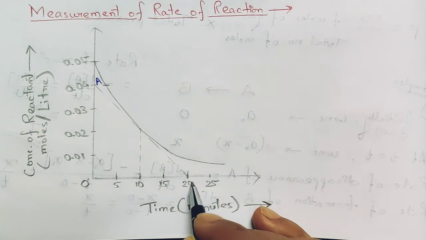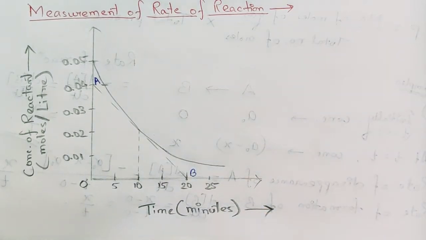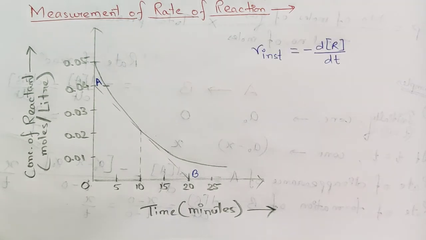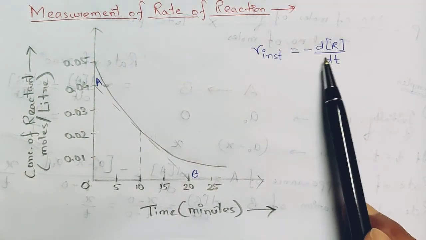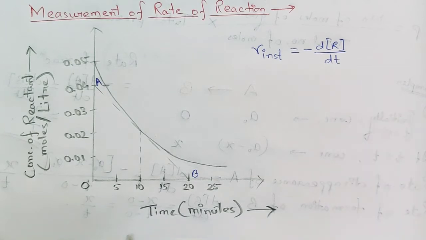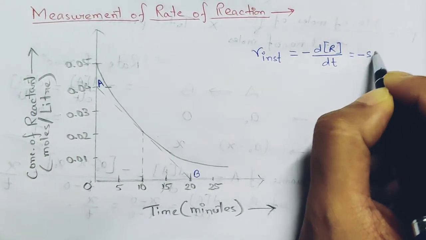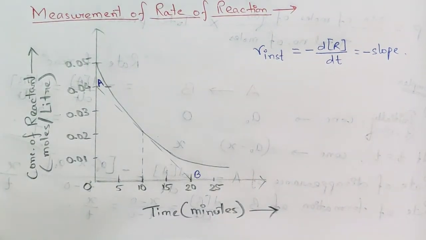And for here it is B. So here the change in concentration will be OA by OB, because it is the change in time and it is the change in concentration. So we will get the slope of the tangent in this way. Clear? So if we write that the rate of reaction, the instantaneous rate, is given by minus d[R]/dt, that is the change in concentration of the reactant per unit time or in the interval of time. So it is the slope.